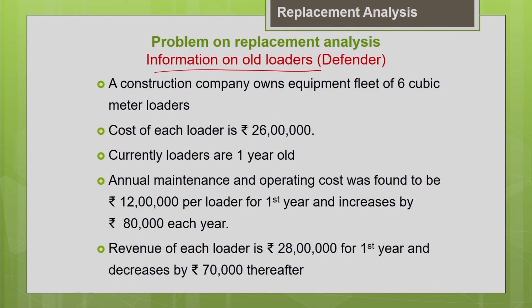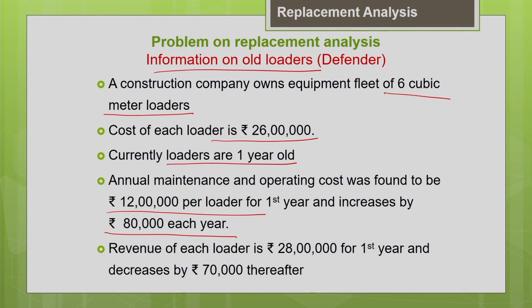A construction company is owning an equipment fleet of 6 cubic meter loaders. The cost of each loader is given as 26 lakh. Currently, the loaders are 1 year old, so the age of the loader is 1 year. The annual maintenance and operating cost was found to be 12 lakh per loader for the first year, and after that it increases by rupees 80,000 thereafter. Every year it is going to increase by 80,000.